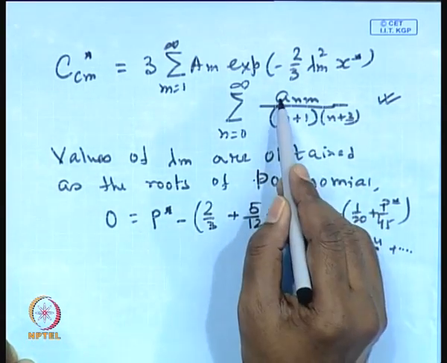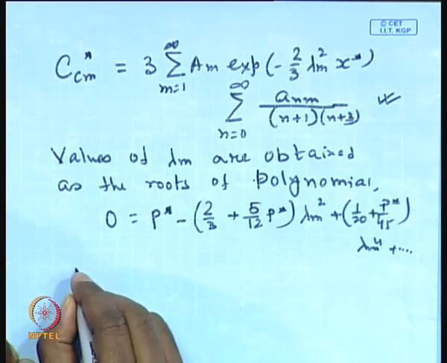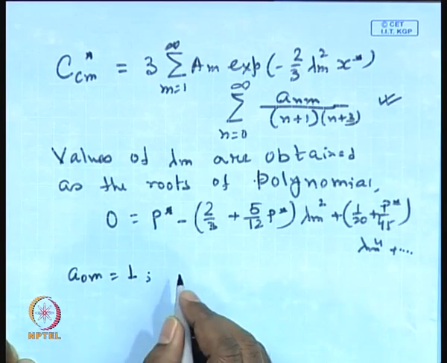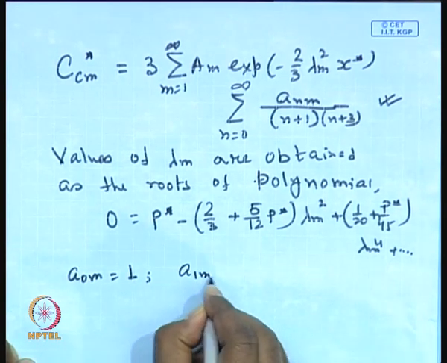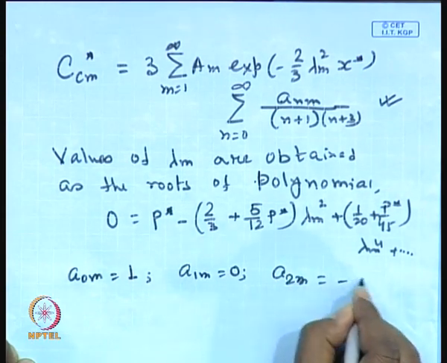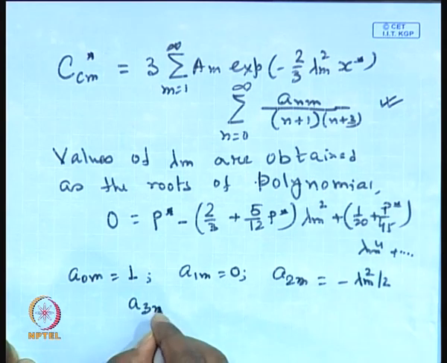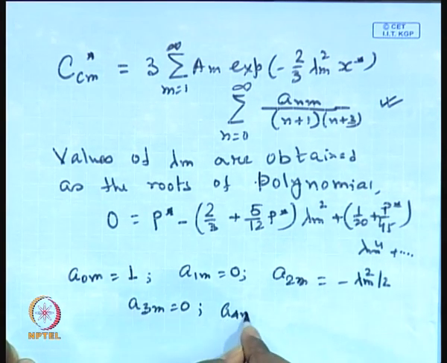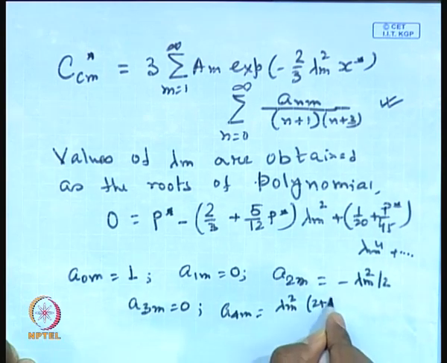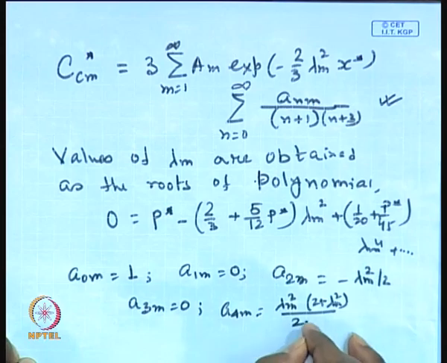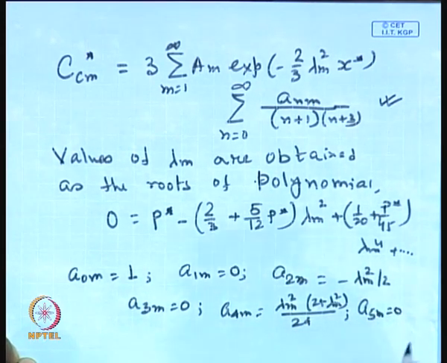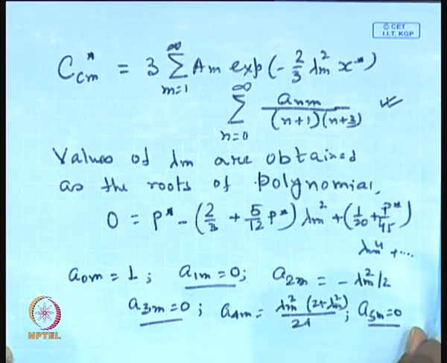Now, let us compute some of the values of a n m. This a 0 m is equal to 1. If you look into the series solution, these are the coefficients that will come out. a 1 m will be equal to 0, a 2 m is equal to minus lambda square by 2, a 3 m is equal to 0, a 4 m will be lambda m square by 2 plus lambda m square divided by 24, a 5 m is equal to 0. So it comes from the series solution and use of the boundary condition: all the odd coefficients turn out to be 0 and the even coefficients have some values. Similarly, a 7 m will be equal to 0, and things like that.